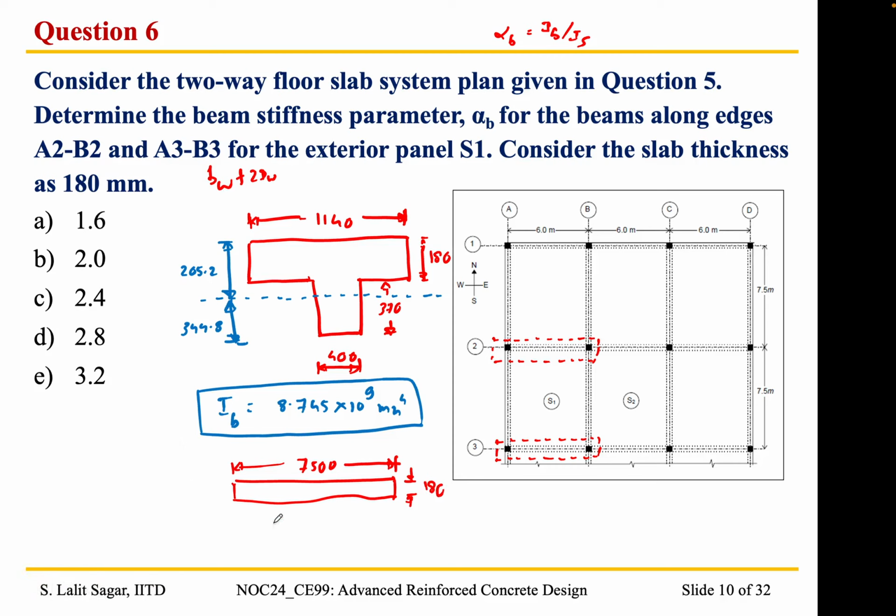We get the value of IS is equal to 3.645 into 10 to the power 9. And alpha is 2.4.